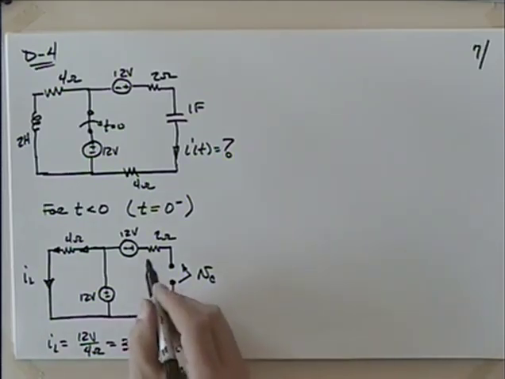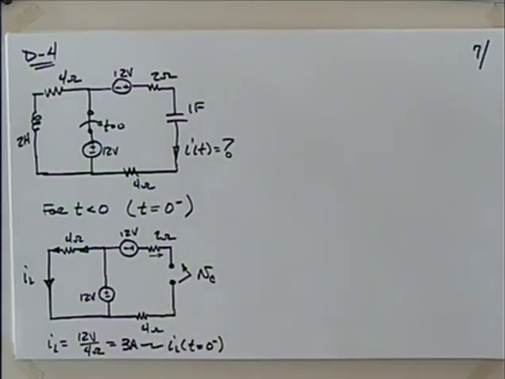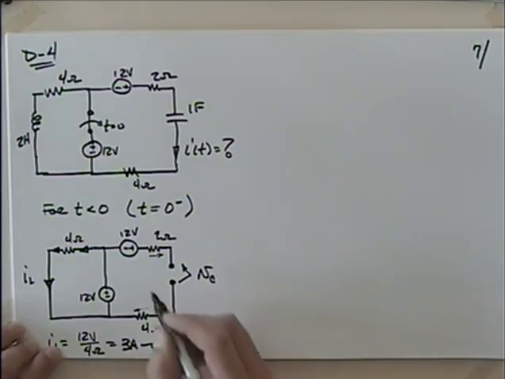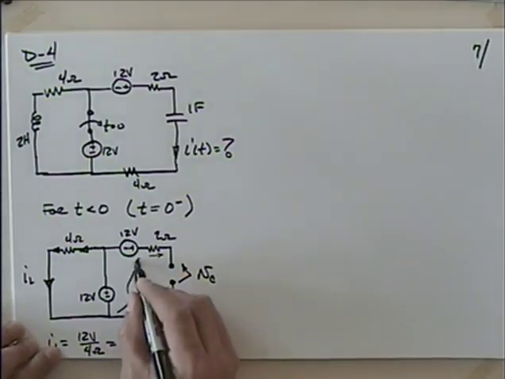Well, what's the current through this 2 ohm resistor? Should be 0. How about through the 4 ohm resistor? 0. Okay, great. So now what's the voltage from, let's say, there to there?